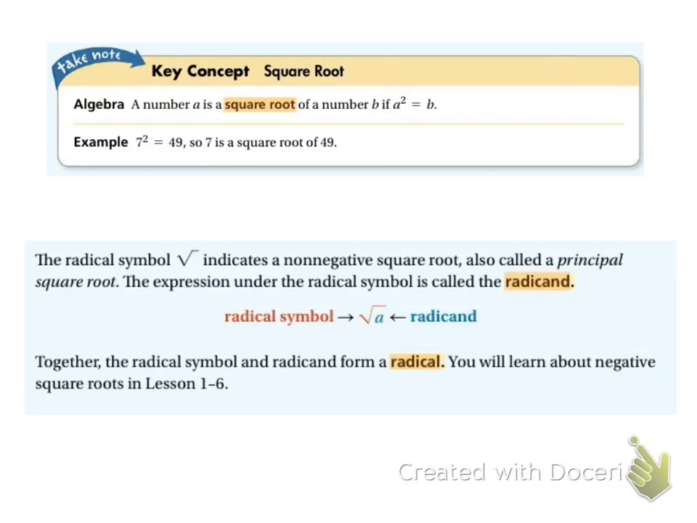The radical symbol, that guy right there, indicates a non-negative square root, also called a principal square root. The expression under the radical symbol is called the radicand. Together, the radical symbol and the radicand form a radical. You will learn about negative square roots later on in a couple sections.